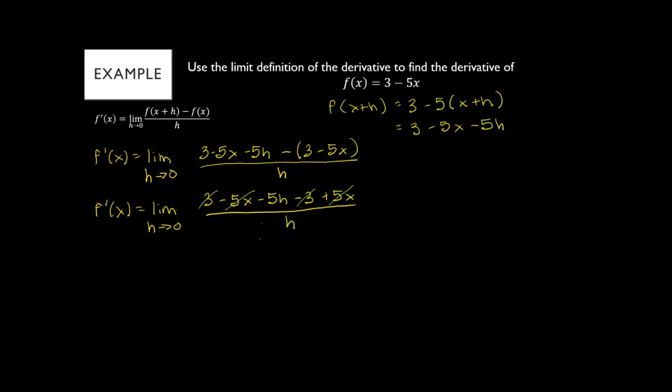So if things don't cancel out like that, then double check what your math looks like. Double check that you plugged in x plus h correctly. Double check your signs, because if things aren't canceling out like that, that means you made an error. So we have f prime of x equals the limit as h goes to 0 of negative 5h over h. And we can cancel out the h's because we have one on top and one on the bottom.